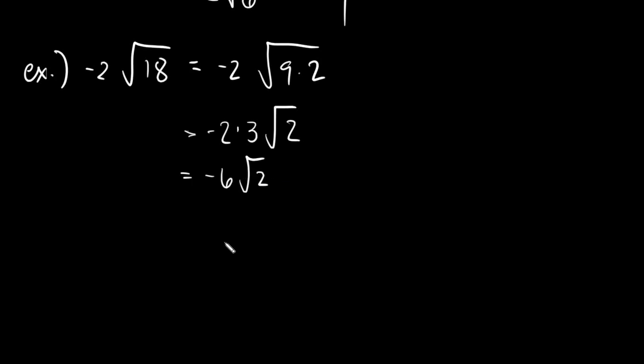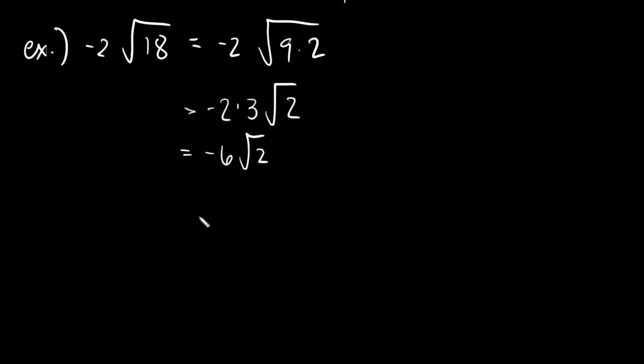Okay, so that would be some examples when it comes to simplifying your radicals. And this is very important in trying to add and subtract radicals. Okay, why? Because again, as I have told you before, you will treat the radicals as variables, just like in simplifying terms.